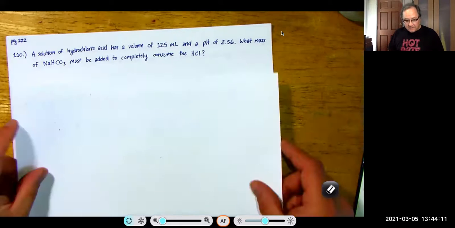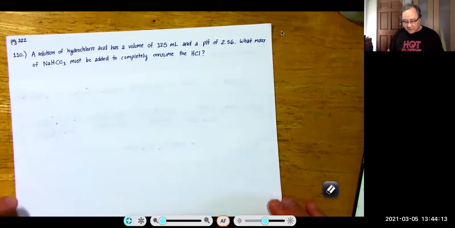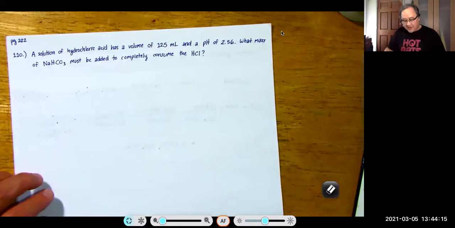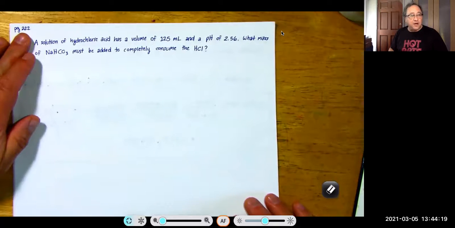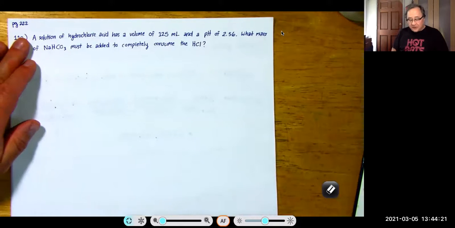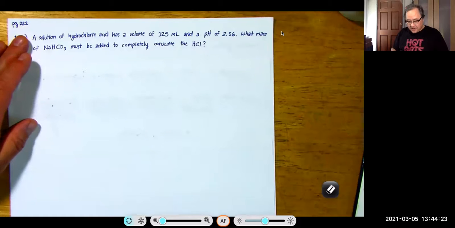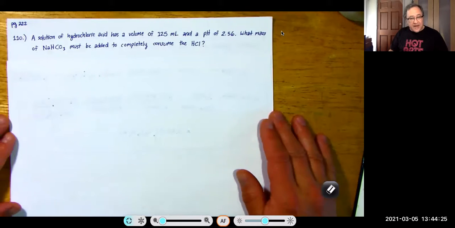A solution of hydrochloric acid has a volume of 125 milliliters and a pH of 2.56. What mass of sodium bicarbonate must be added to completely consume the HCl? Well, for this one, we're going to need a reaction.